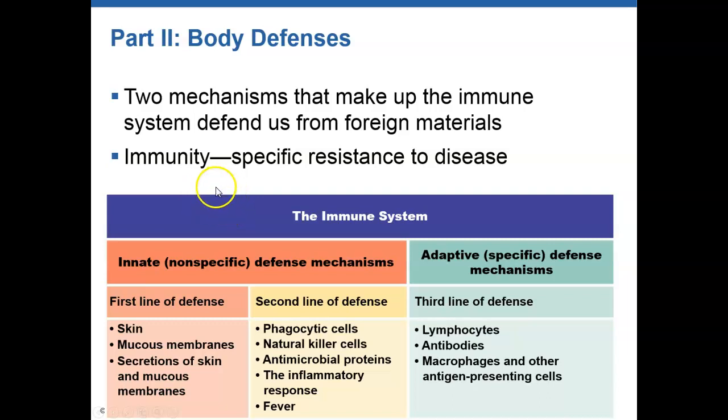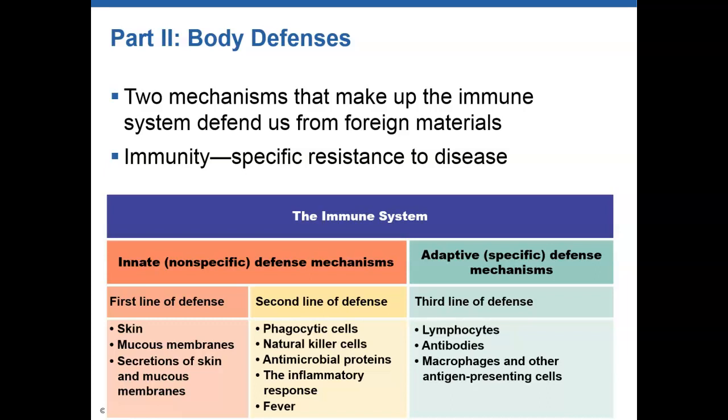Welcome back. We're going to get into the second part of the chapter, which is the majority of the chapter, actually. And so now we're going to be talking about our body defenses. So we first talked about the structures of the lymphatic system, and lymphatic system and immunity go hand in hand because our immune system cells, the immune system is actually a group of cells that protect our body from specific diseases. And so immunity is the protection from specific diseases.